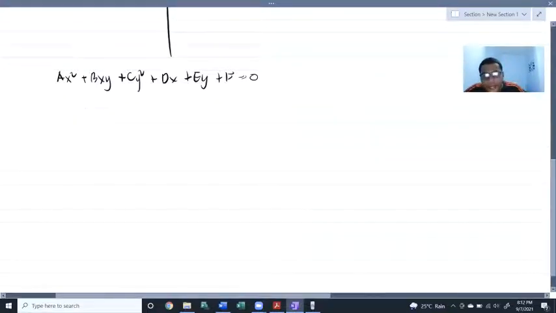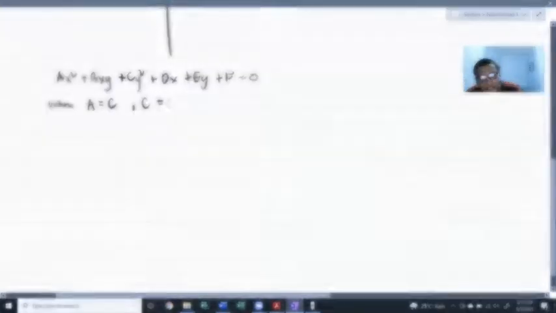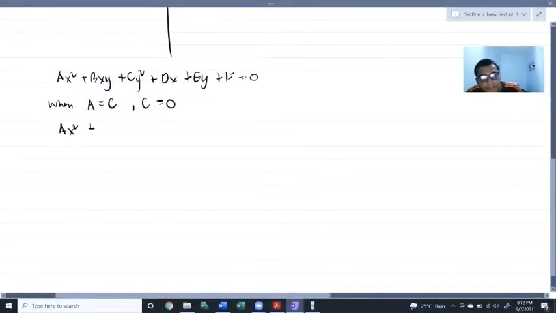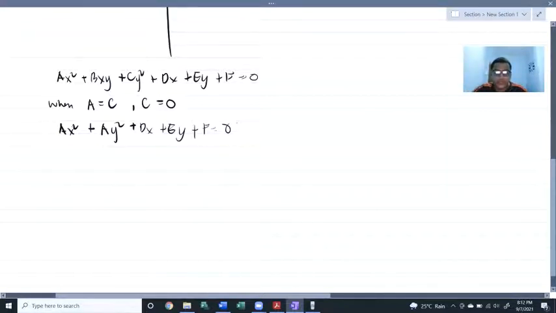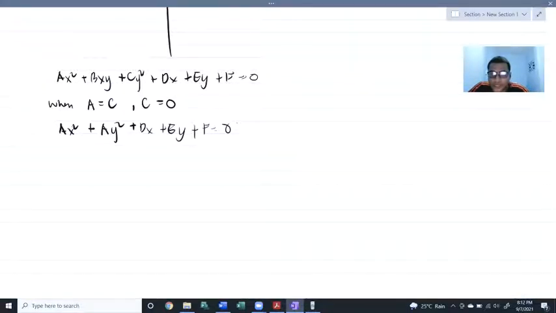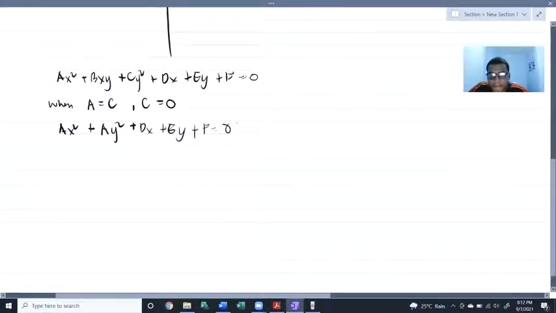Now, when A is equal to C, and B is equal to 0, our equation is reduced to Ax² + Ay² + Dx + Ey + F = 0, since we just replace C by A. So in our next chapter, class, we will discuss in detail all about the conic section and why I said that the circle is a degenerate case of an ellipse. Maybe I will just give a quick overview.